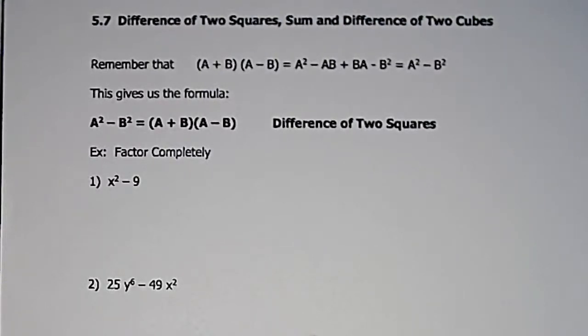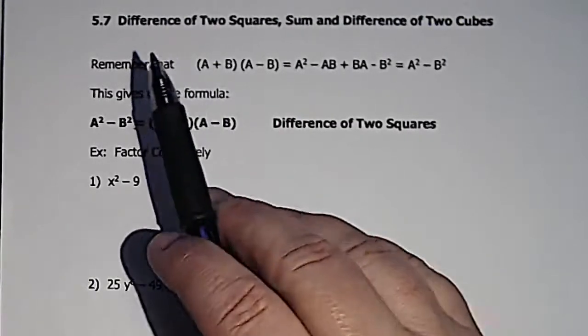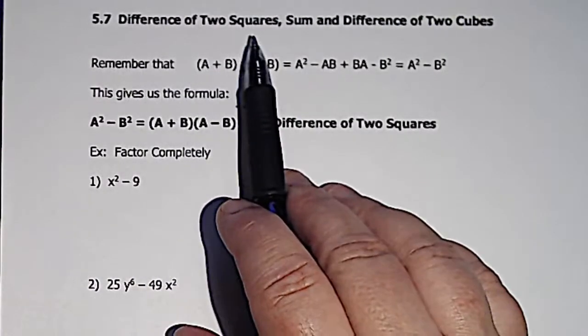Woohoo! We are live. This is Math 60 5.7. This is a section on factoring certain polynomials that come in two terms. These are binomials that will factor using something called a difference of two squares.